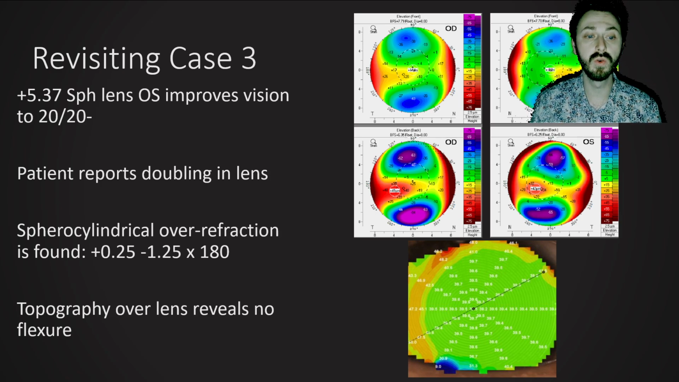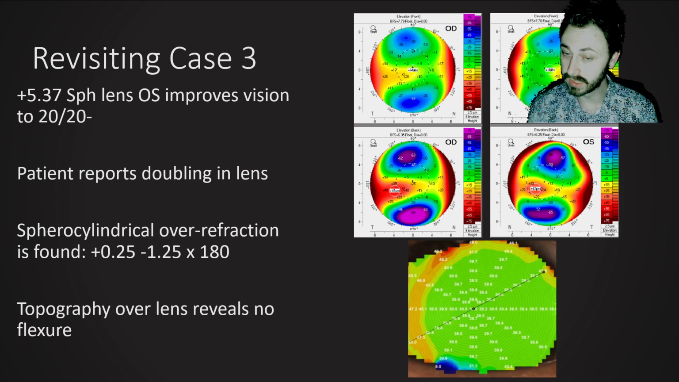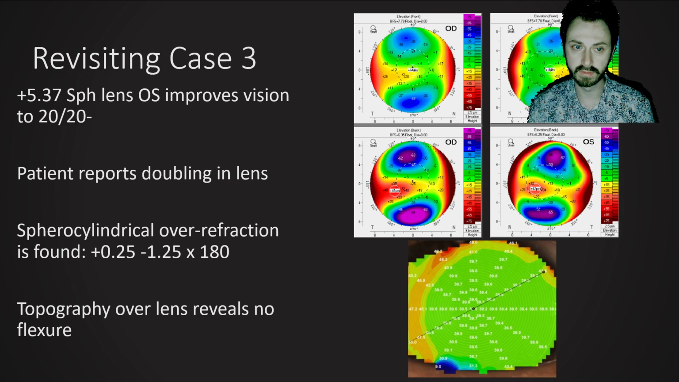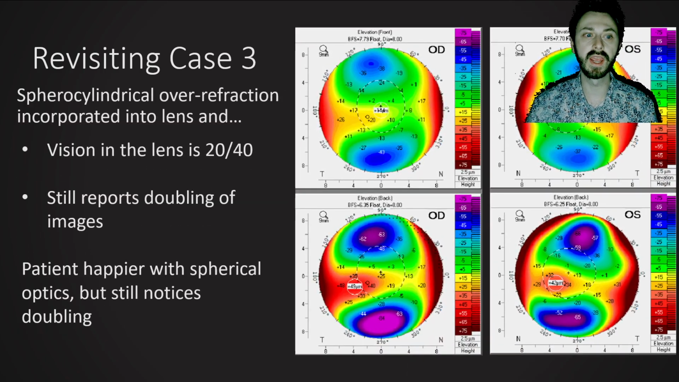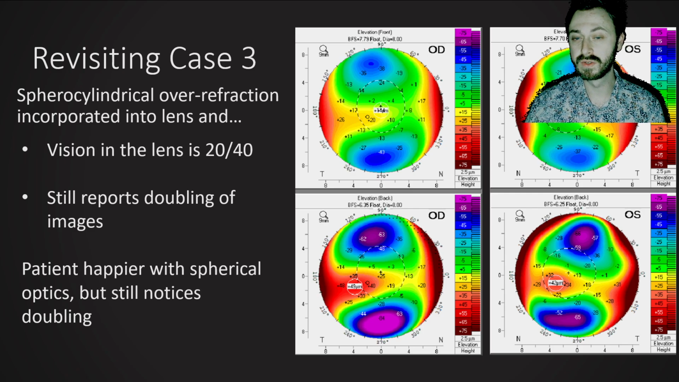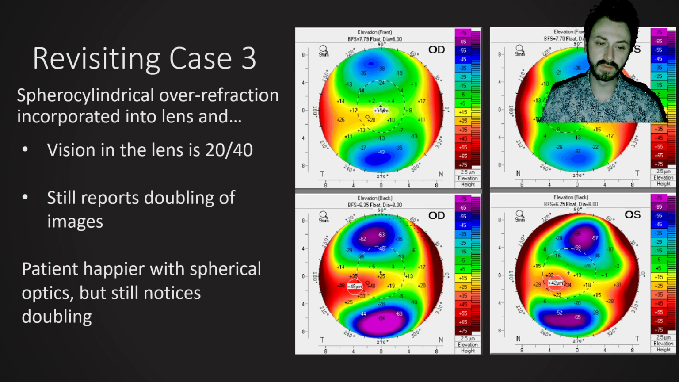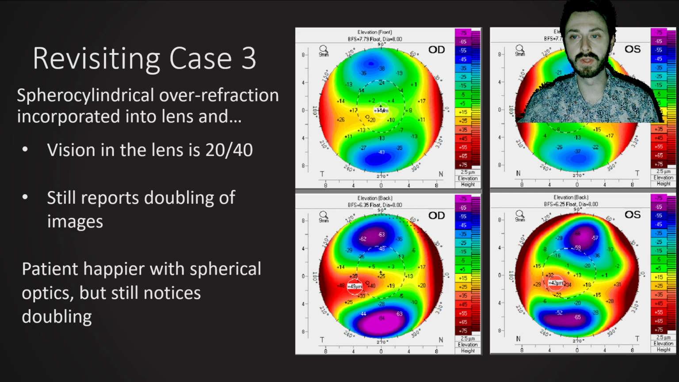We can assume that this uncorrected astigmatism is actually lenticular or arising from some other part of the corrective structure. So we put that into the lens and we lost a couple lines of acuity. He changed to Snellen. Still reports the doubling of the images. So we went back to the spherical lens. He says he sees better with it, but he still notices doubling.